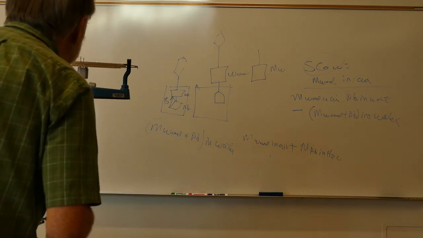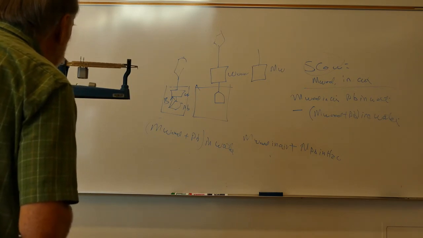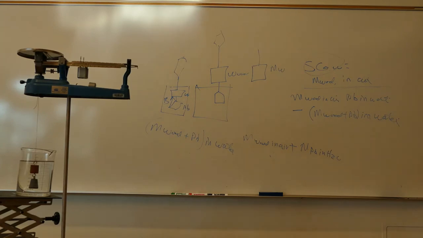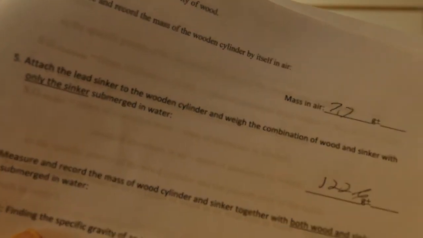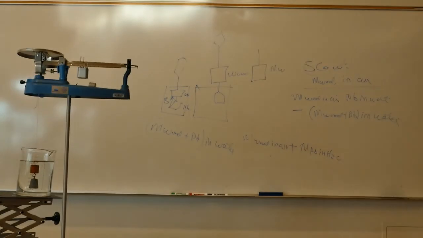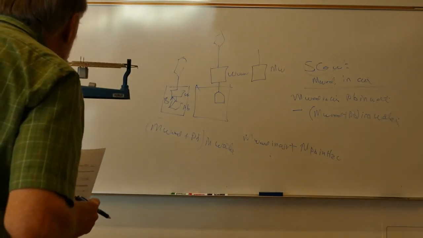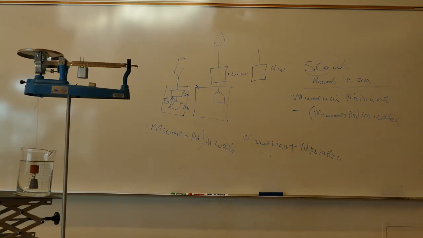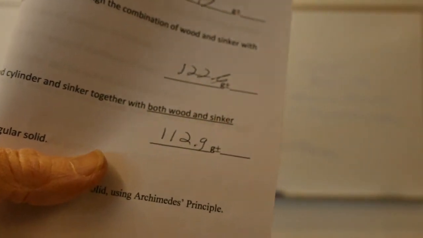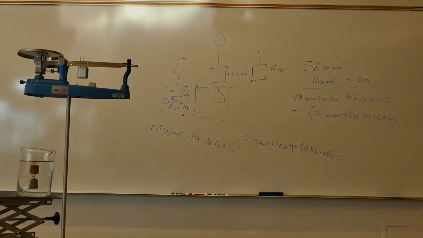Okay, we've got 110, 112, 112.9. So here we have the wood and sinker together, both in the water, 112.9 grams. So now we have all the data that we need.